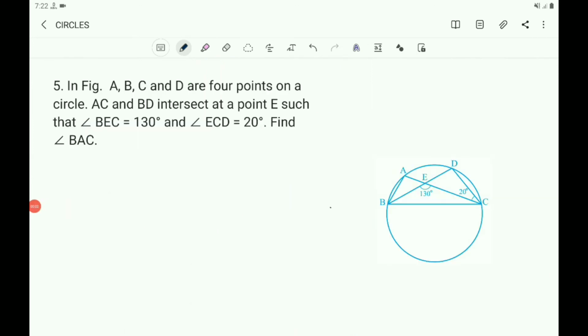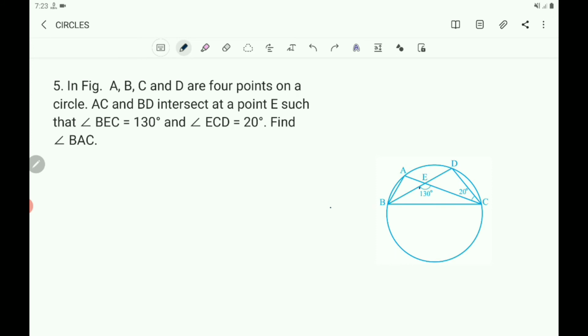Now the question number 5. In figure, A, B, C and D are 4 points on the circle. AC and BD intersect at a point E such that angle BEC equals 130 degree, angle ECD equals 20 degree. Find angle BAC. How will you get angle BAC?